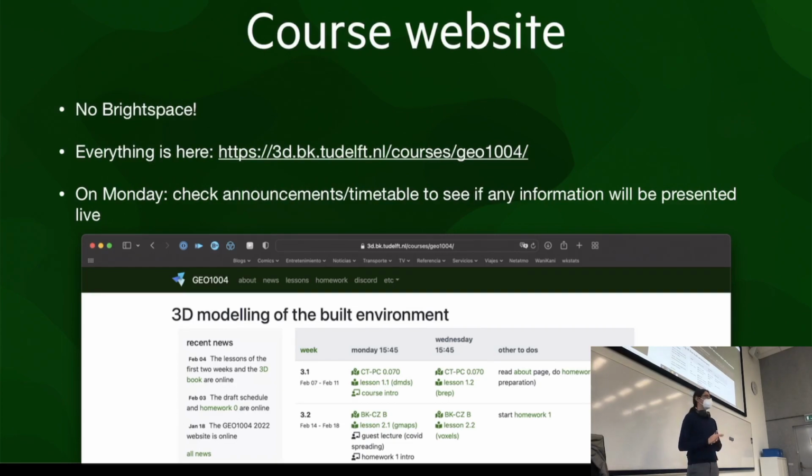So everything is available on the course website. You can check it there. We'll be posting some news whenever anything is uploaded, whenever the marks are there, whenever the assignments are available, and so on. And on Monday, it would be great if you can check the schedule, so the main page of the course website, to see if there's anything happening live here.